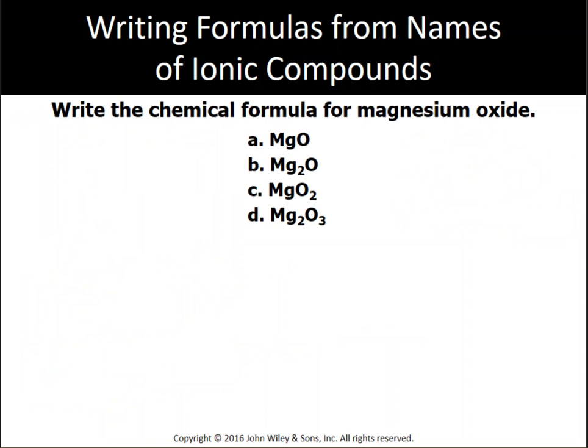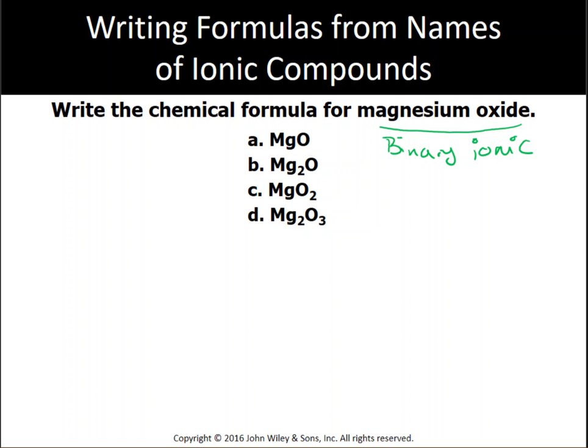So let's look at another example. You want to write the formula for magnesium oxide. This is how you want to approach this. Magnesium oxide is a compound composed of magnesium and oxygen, right? That's what the name represents. So it's a binary compound. What type of binary compound? Metal, non-metal? It's a binary ionic compound. So by just looking at the name, I can tell it's an ionic compound composed of a cation and anion.